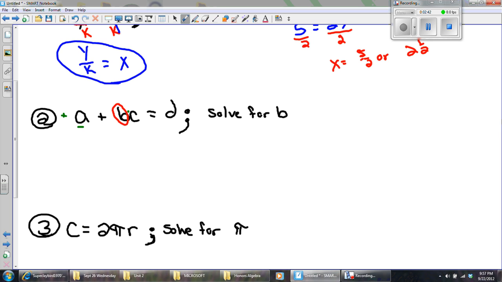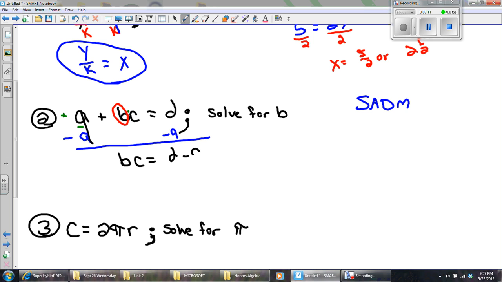So just like in the other problems, I'm going to undo the addition first. Remember to listen to SADMEP: undo addition and subtraction before I undo division and multiplication. And I'm going to subtract a from both sides. Now, don't make this hard. These cancel, leaving me with bc, and the right-hand side becomes d minus a. How do I do that? You write down d minus a. It's that simple. You don't have to know the value. You just write down d minus a.